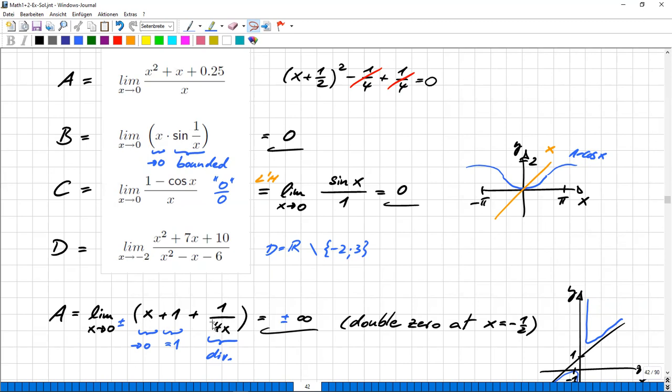Now it's quite easy to take the limit for x approaching 0 from both sides, which I denote by saying plus or minus simultaneously. You may use a different notation. It's not so important.